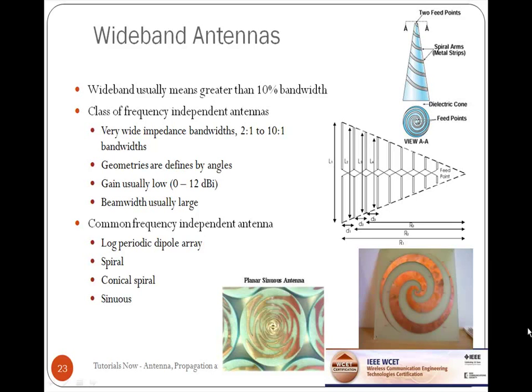In wideband antennas, the bandwidth is typically greater than 10% of the carrier frequency. And also by the definition of the impedance bandwidth, they could range from 2 to 1 to 10 to 1 impedance bandwidth. The geometries of these wideband antenna are defined by angles, and the gains are usually low from 0 to 12 dBi, and the beam width are usually very large. The typical types of wideband antennas are log periodic dipole array, the spiral array, the conical spiral, or the sinuous antenna.